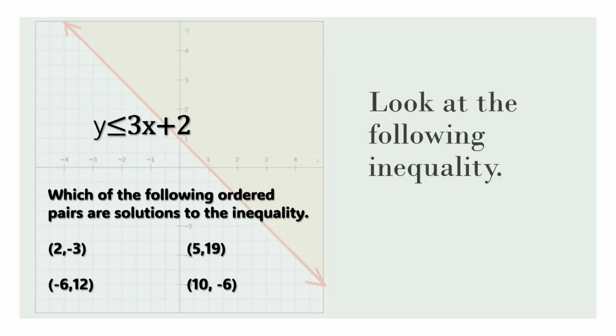It says, look at the following inequality. I have y is less than or equal to 3x plus 2. Which of the following ordered pairs are solutions to this inequality? So I have my inequality, and then I have which one would be part of the solution. So let's graph this and see what we've got.